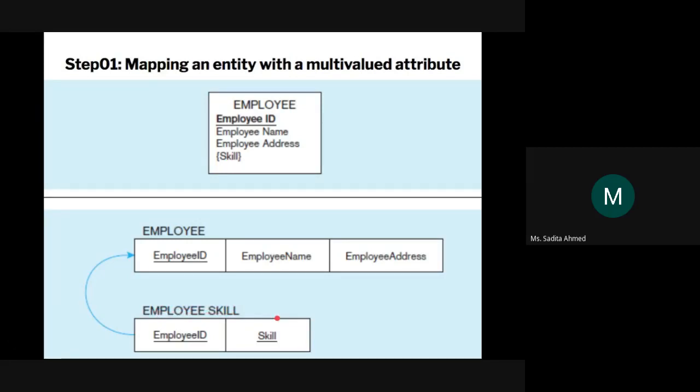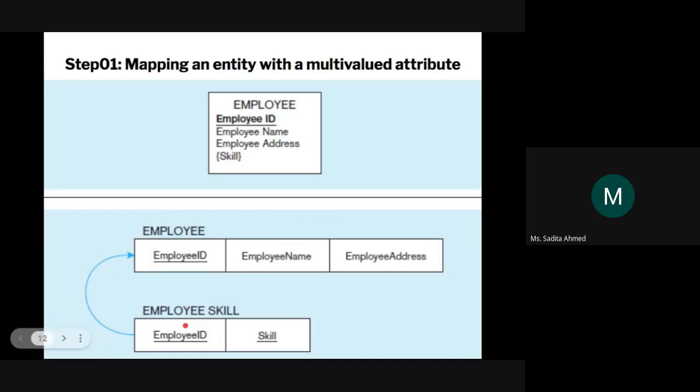As simple as that. And finally, what does this arrow represent, guys? Foreign key. Which one is the foreign key? For whom? Employee ID in employee skill is the foreign key. That's right. Employee ID here is a foreign key for the employee skill relation.